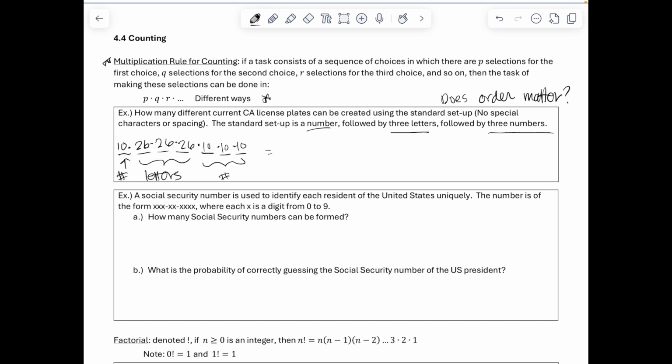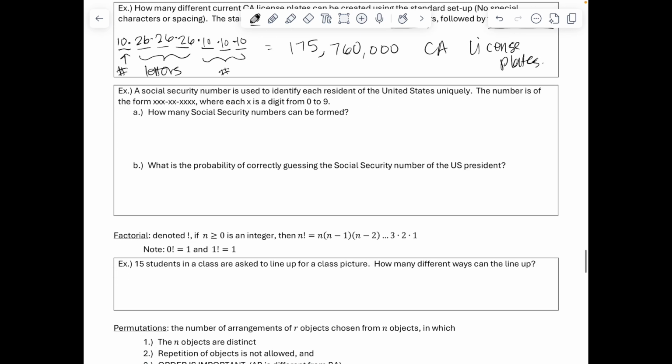And so on your calculator, you need to do 10 times 26 times 26 times 26 times 10 times 10 times 10. When you plug this in on your calculator, you get 175,760,000. And these are California license plates. So making sure that you have a label, like this one is California license plates, when you do these types of problems.